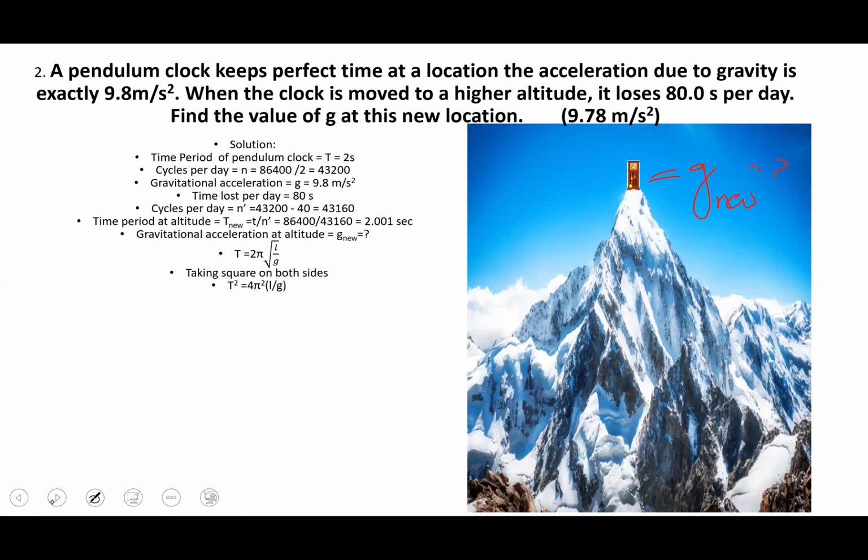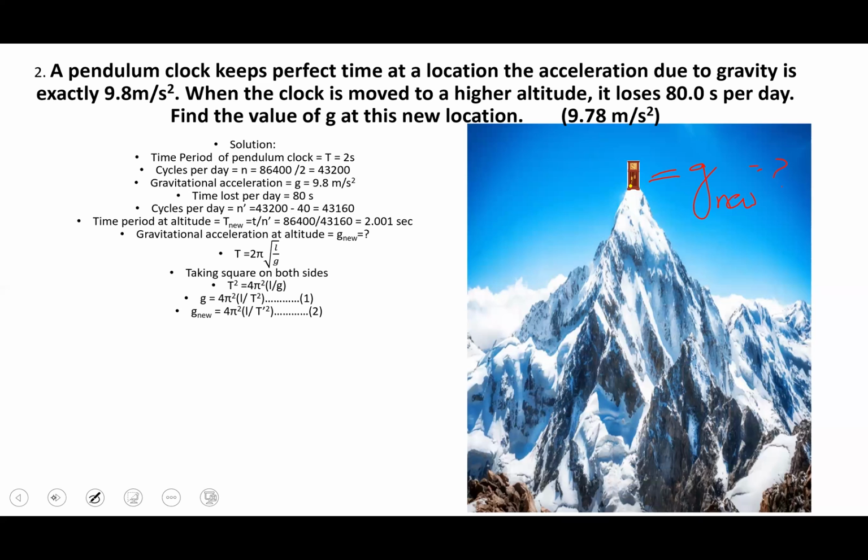Now we have to basically find out the value of g. So taking square on both sides, it will be T square is equal to 4 pi square L divided by g. So what do we do from here? We take g on one side, which is the gravitational acceleration, and take all the other quantities on the other side. It will be g is equal to 4 pi square into L over T square.